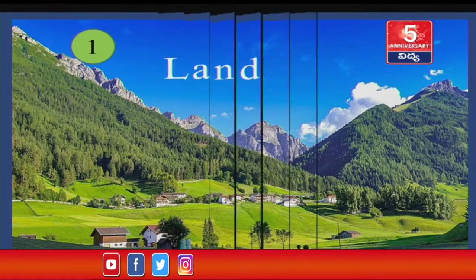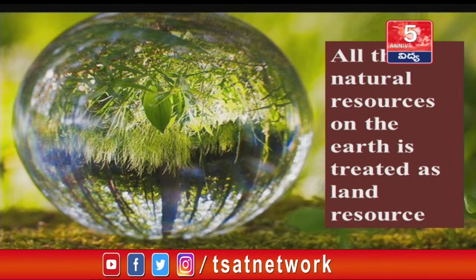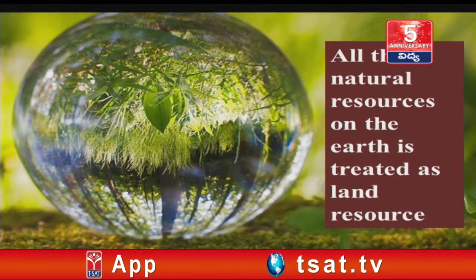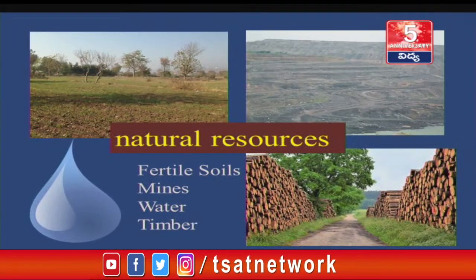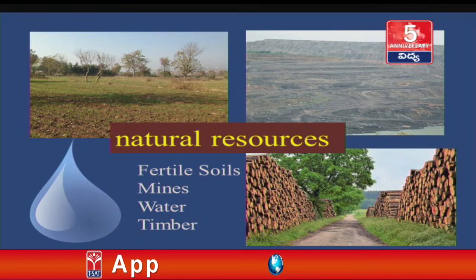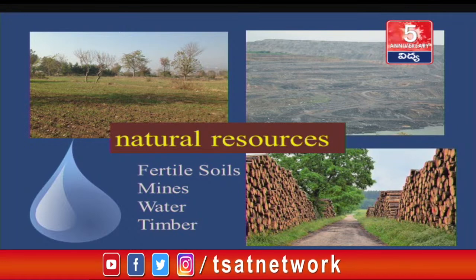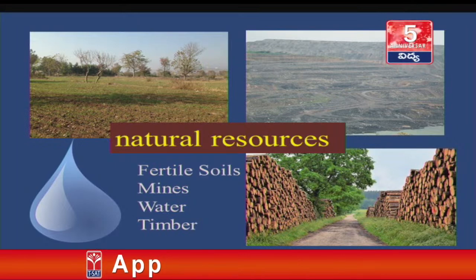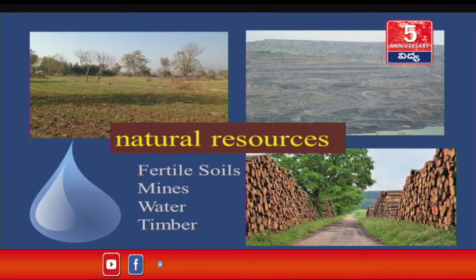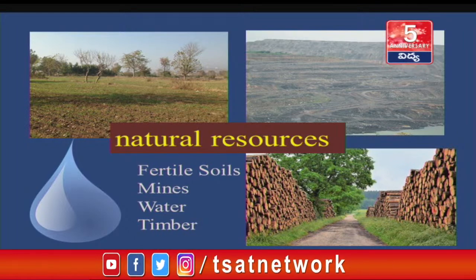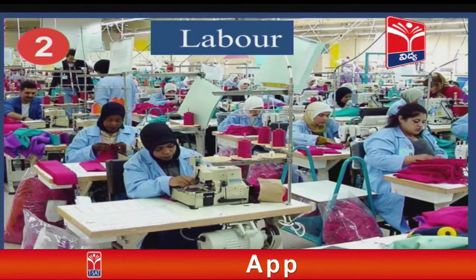From the land we have so many things. All the natural resources on the earth are treated as land resources only. Whatever we get from the land, we take it as part of the land resources. Why? Because we have fertile soil, which is the gift of nature, and we have mines, mineral wealth, which is also part of the land. Water is there; without water we can't imagine our life, so that is also part. Timber from the forest; the forest is also part of the land. These are the natural resources which are part of the factors of production, that is land. Now, the second one is labor.